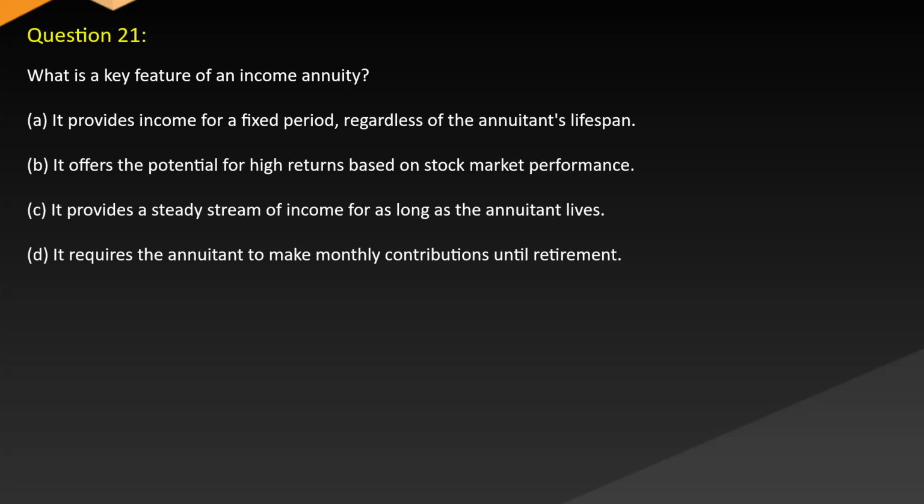Question 21. What is a key feature of an income annuity? A. It provides income for a fixed period regardless of the annuitant's lifespan. B. It offers the potential for high returns based on stock market performance. C. It provides a steady stream of income for as long as the annuitant lives. D. It requires the annuitant to make monthly contributions until retirement.